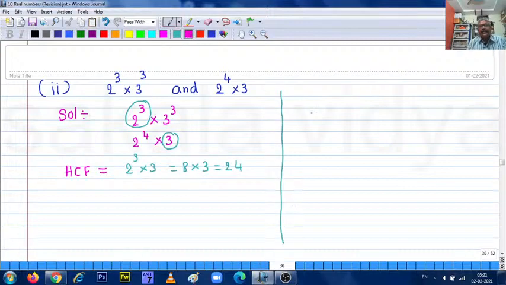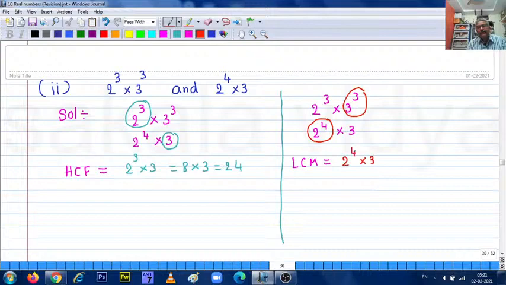LCM means, again write down 2 cube into 3 cube, 2 power 4, other number 3. So LCM is equal to, what we need to write? Now common highest power you need to take. 2 power 4. Here highest power of 3, 3 common, 3 cube you take it. So you need to write 2 power 4 into 3 cube.